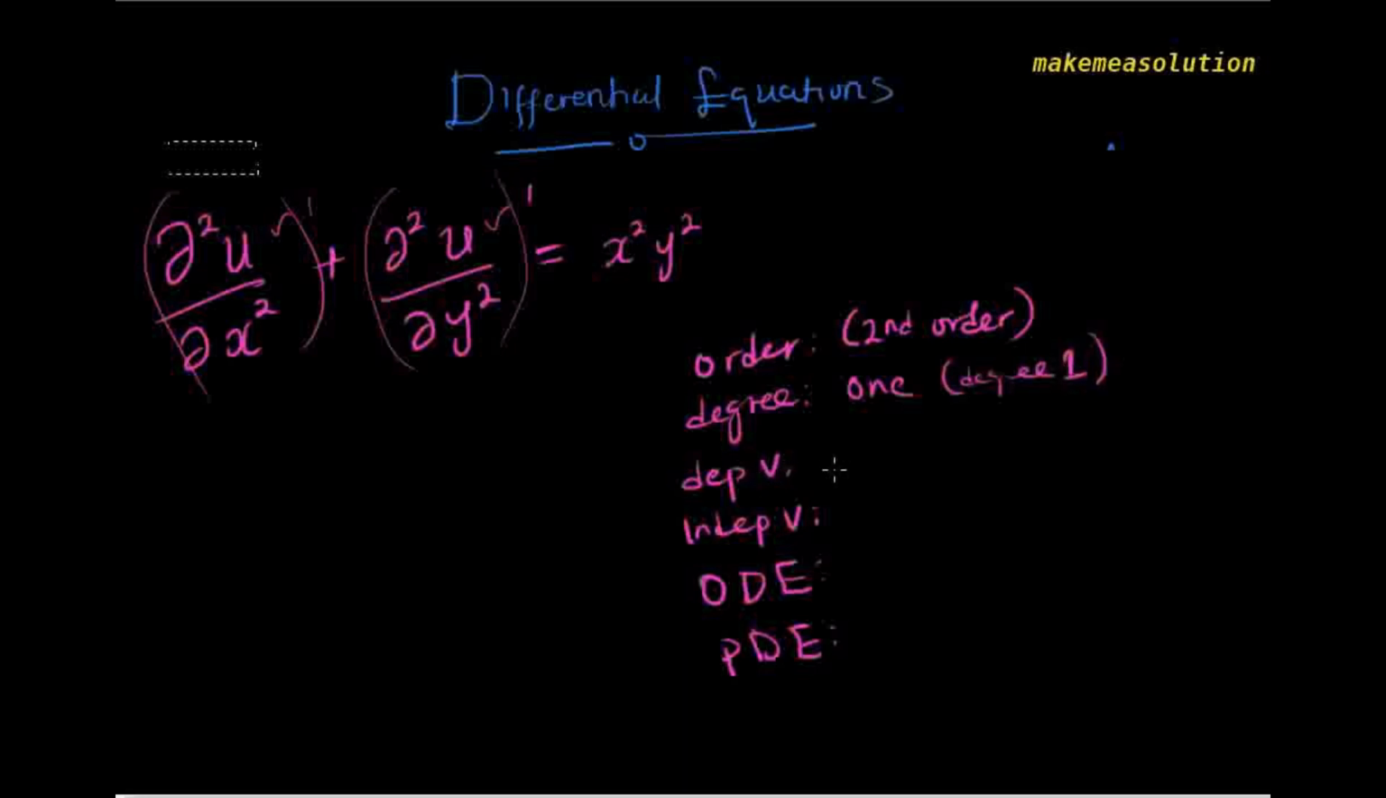Then the dependent variable clearly is u in this case. For the independent variables, we have 2: x and y. We have x in this particular term and y in this particular term. So these are the independent variables. Is this an ODE? No. Is this a PDE? Yes, because of the use of this particular del operator.